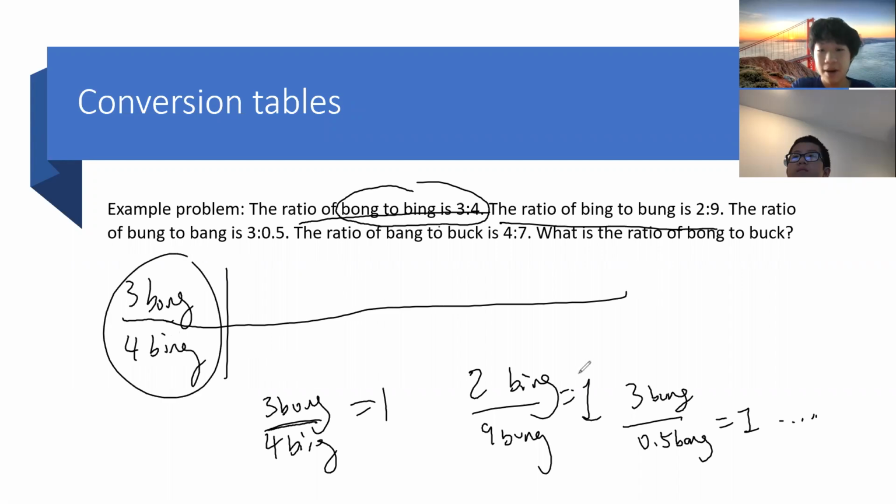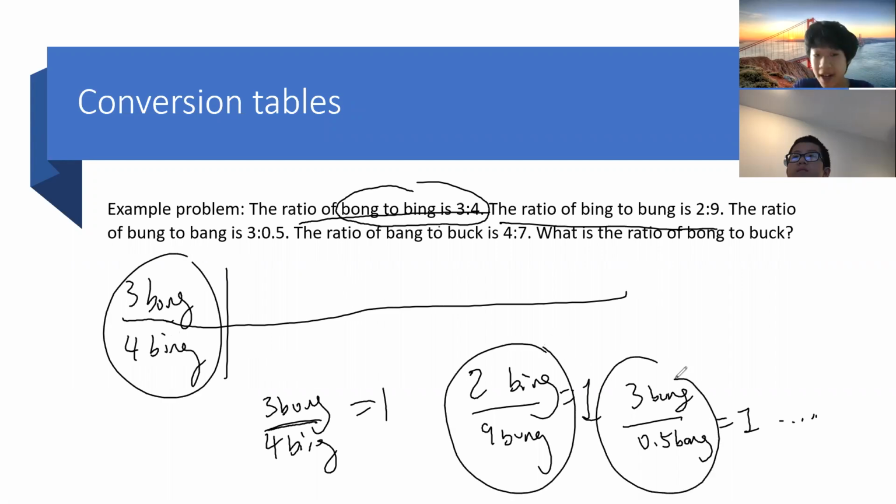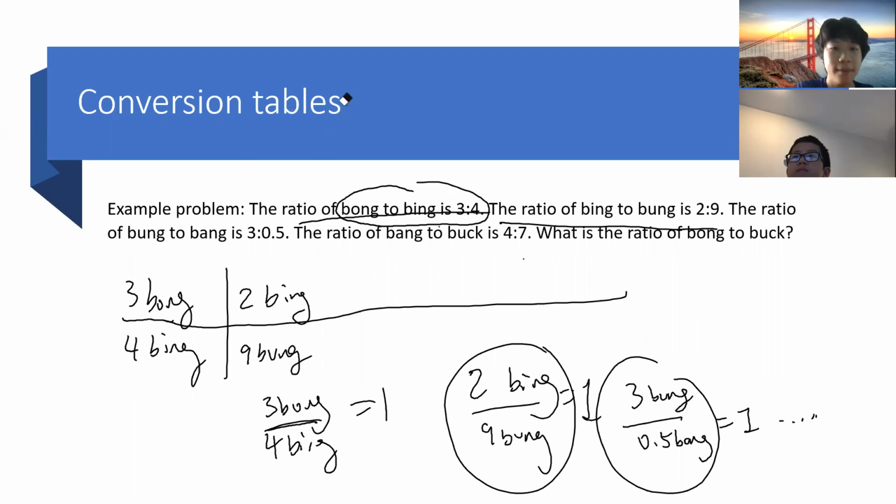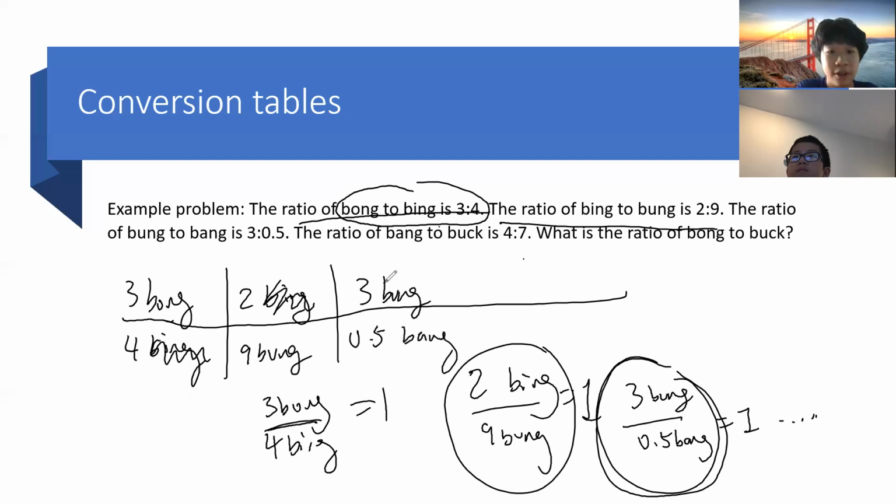Note that if we multiply this by any of these ratios that we have later on, it's not going to change the actual value of the ratio. It's just going to alter it so that it works between these different units. Because if we multiply this whole thing by 2 bing over 9 bung, that's the same thing as multiplying by 1. And that's not going to change the actual ratio. It's just going to change the units, between bung and bing. Since the words are important, we have to include the words as well. As you can see here, the words bing will cancel. If we multiply this by 3 bung over 0.5 bang, note how the words bung are going to cancel.